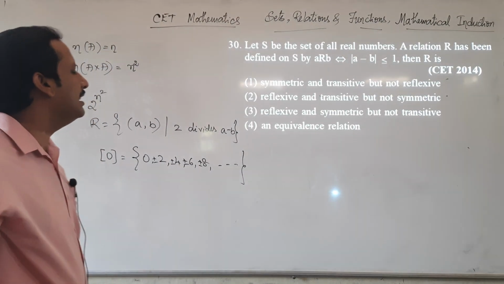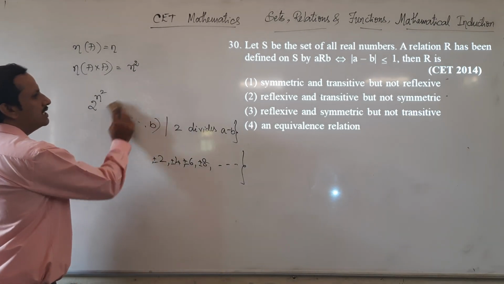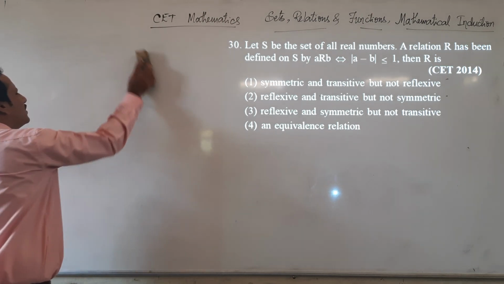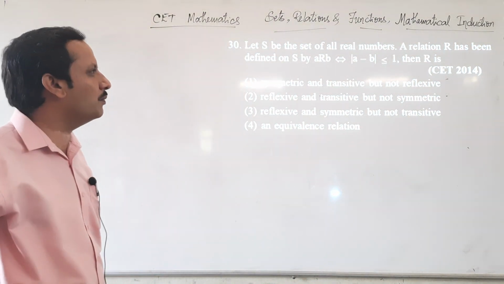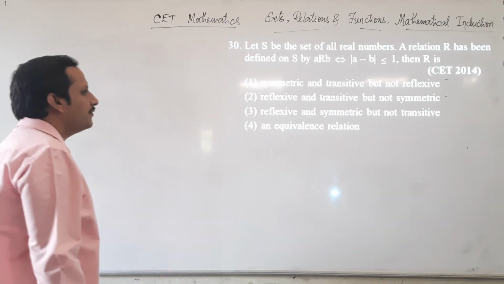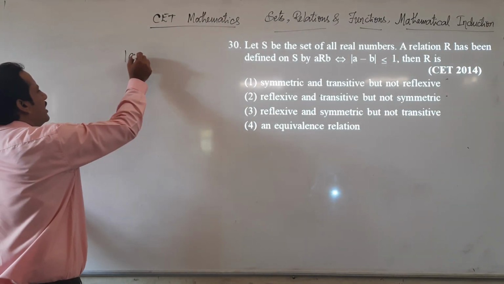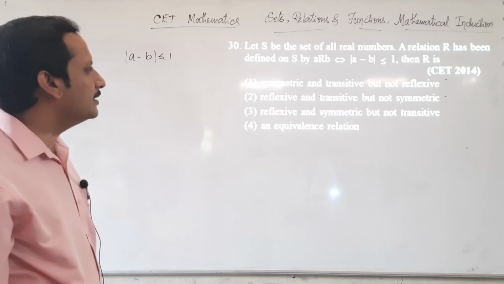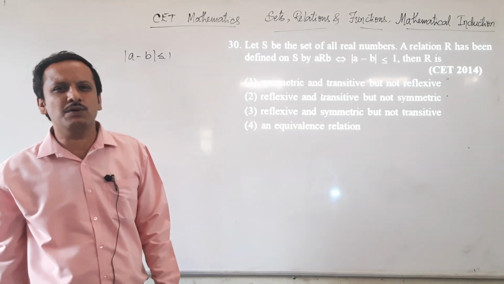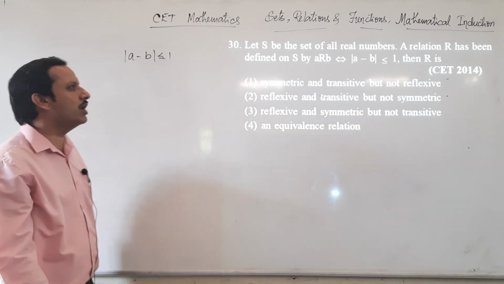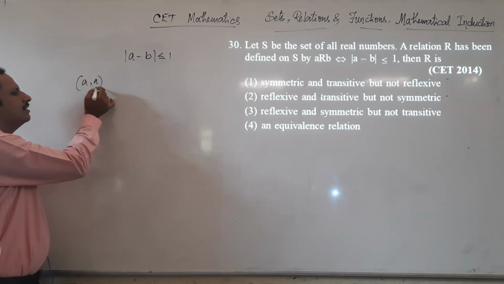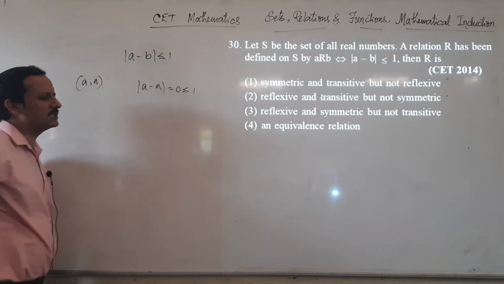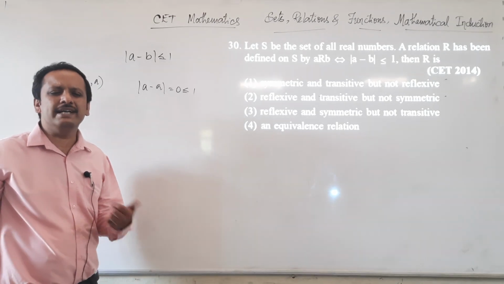Question number 30. Let S be the set of all real numbers. A relation R has been defined on S by A is related to B if and only if modulus of A minus B is less than or equal to 1, then R is. Modulus of A minus B is less than or equal to 1. Okay. So, now we will check whether it is reflexive or not. To check that, I will take the element (A, A). Now A minus A, what do you get? 0. 0 is less than or equal to 1, obviously, it will hold good. So, it is a reflexive relation.